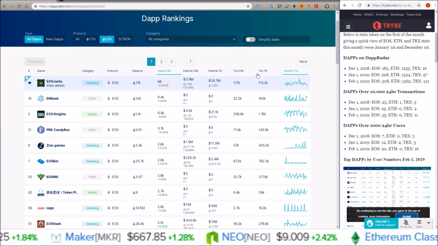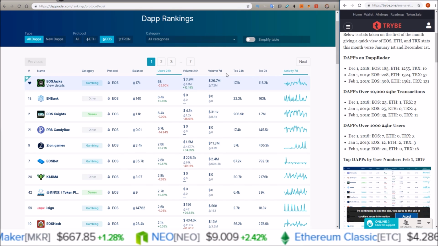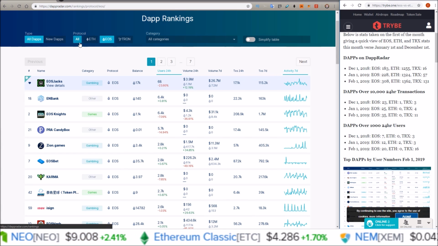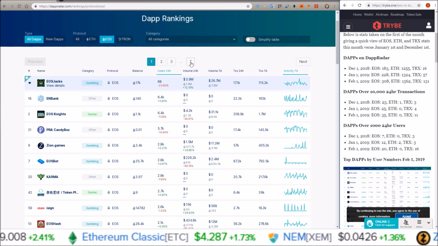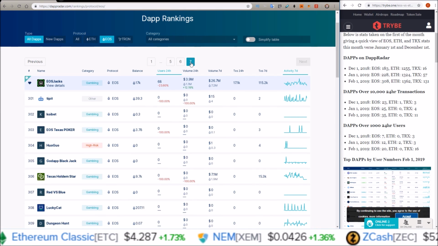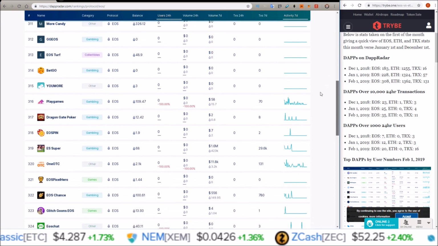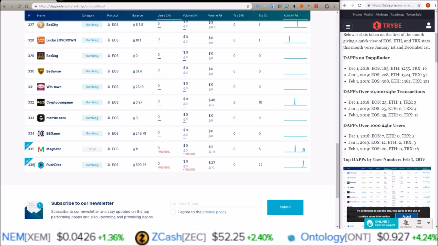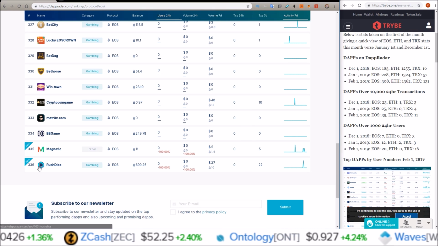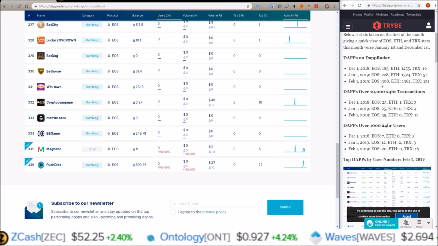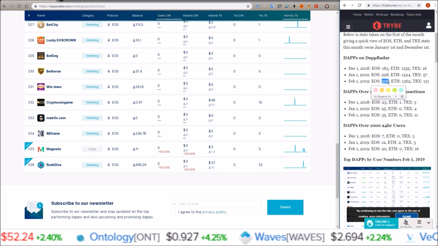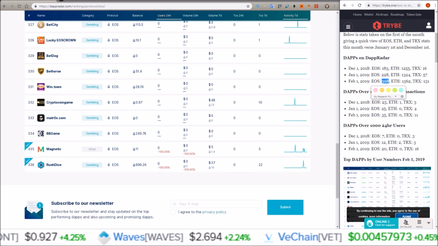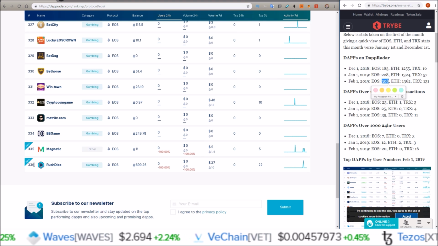Starting off with EOS, we'll look at each of these individually first and then compare them all together to see which platform is winning this month. The first category is the total number of dApps on DappRadar. If we click back to the last page, we're looking at 336 dApps listed on DappRadar for EOS, which is up just under 30 from last month. Last month we had 308, this month we are coming in at 336.